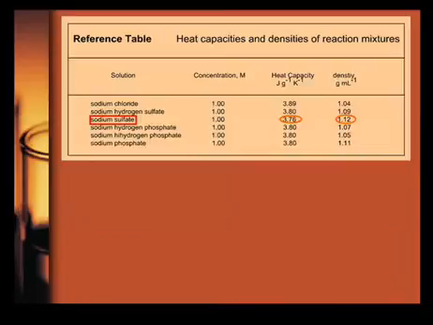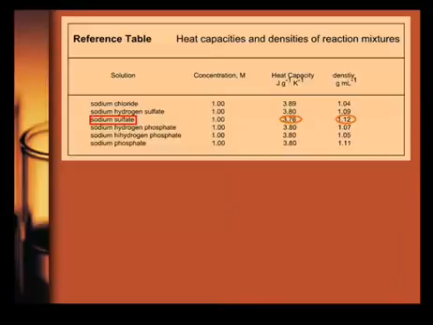Now, how do I get the density and the heat capacity of my salt? Well, you have this lovely reference table in your lab manual, and it gives you the salt: sodium chloride, sodium hydrogen sulfate, sodium sulfate, sodium hydrogen phosphate, sodium dihydrogen phosphate, and sodium phosphate. It also gives you concentrations, and we can assume that the concentration of the salt produced by any of the neutralization reactions will be 1.00. Gives you the heat capacity and the density.